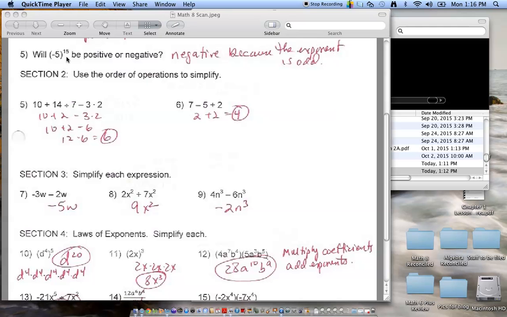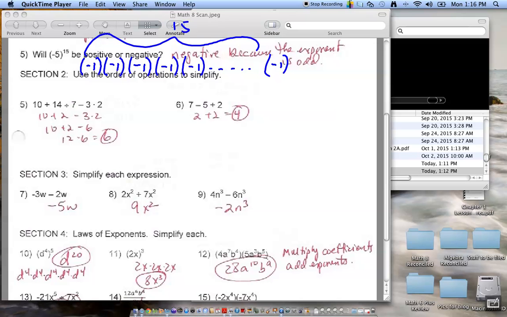Okay. Let's look for a pattern here. Ready? Now, Rach asked for the first number 5. Negative 5 to the 15. I don't really care about the 5 to the 15 because it only says will it be positive or negative. So let's just do negative 1. Let's say that there's 15 of these guys, okay? I'm going to just do the first 2.